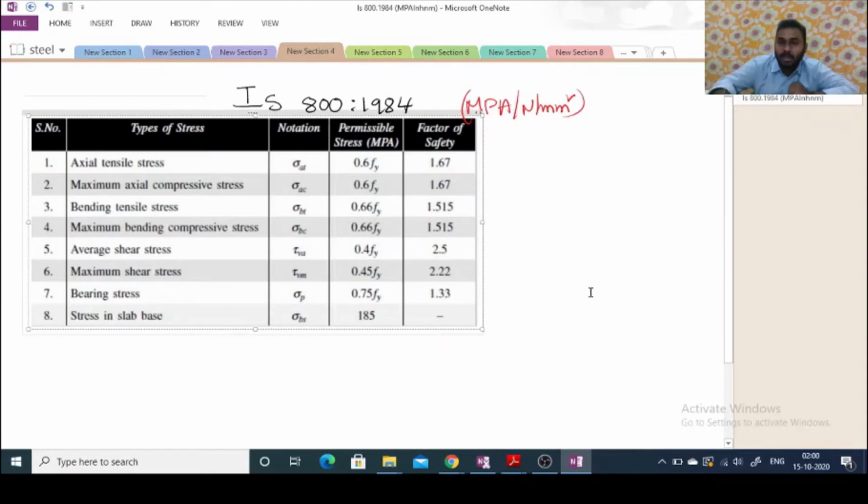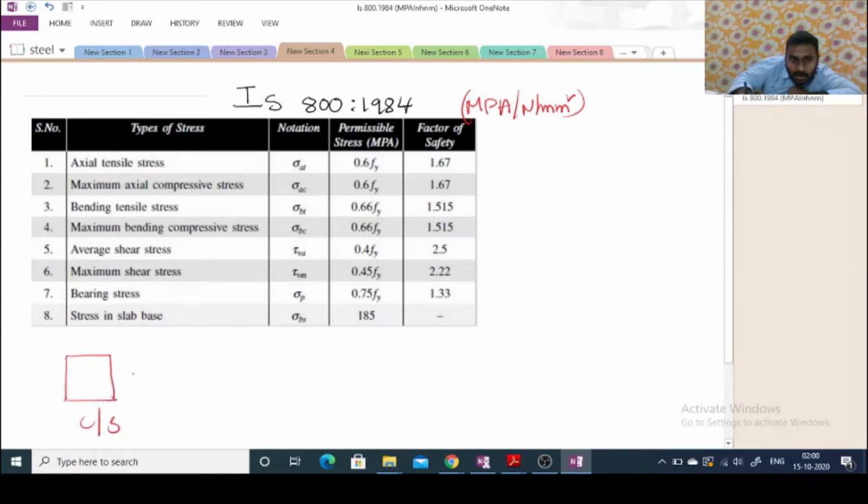Here I'll explain. Let us take a rectangular cross section. For a rectangular cross section, shear stress variation is parabolic, which we already studied in strength of materials, right?